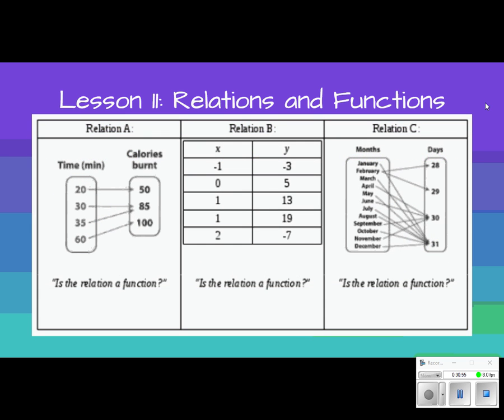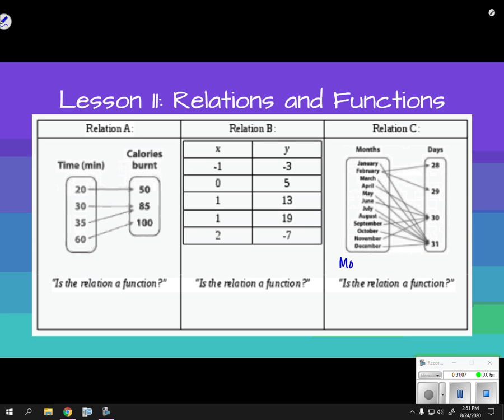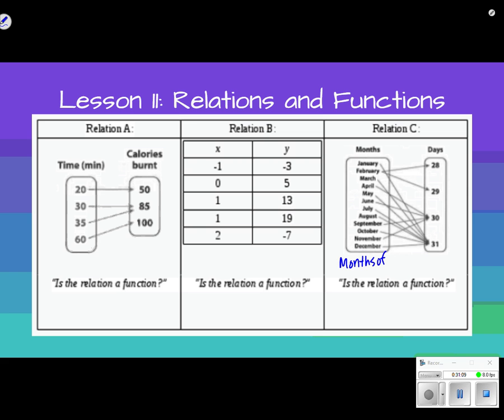All right, so here I've got a mapping diagram as relation A. I've got a table as relation B, and then relation C is, and I'll go ahead and tell you, these are months of the year, and this is the number of days in that month. So if it's too fuzzy for you, you at least can think, okay, well, the months of the year, how many days are in those months? So I want you to pause the video. I don't have you try on here, but this is a you try. See if you can figure out if it's a function or not.